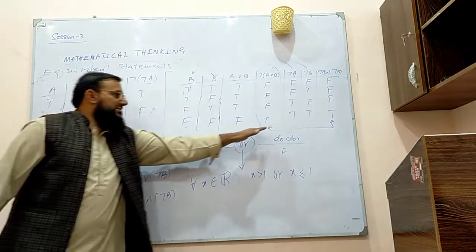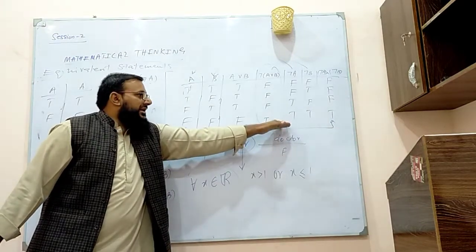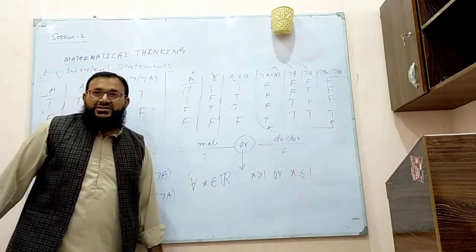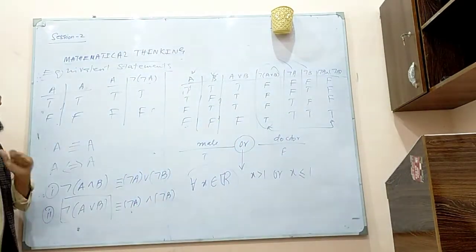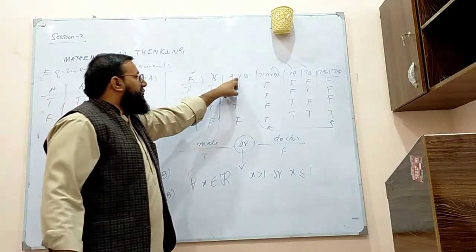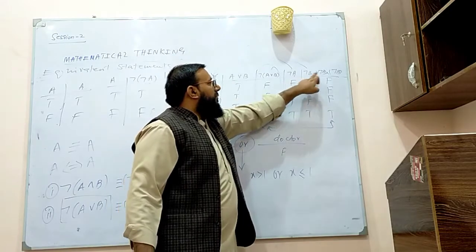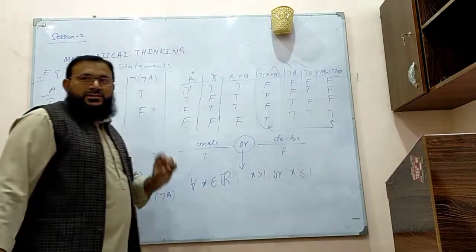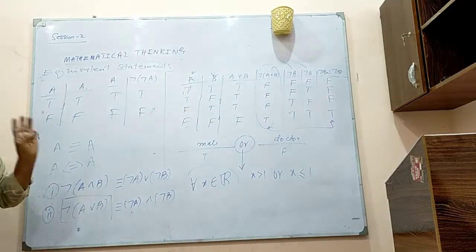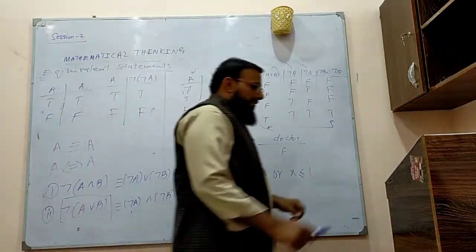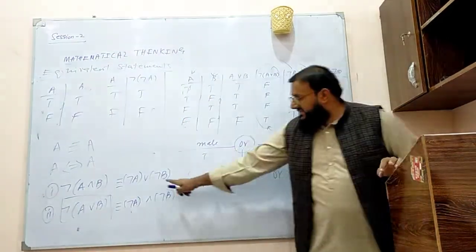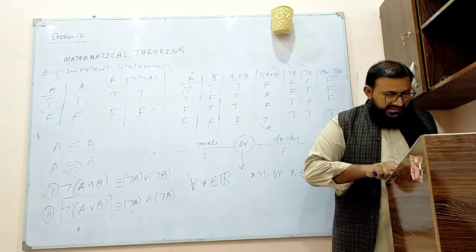Rather, we should go to the truth table. You can make these tables within 1 or 2 minutes. It's not a big deal. You just need to know the basic idea. What should we do in OR? What should we do in negation? What should we do in AND? So this thing can be done by you as well in a similar way.